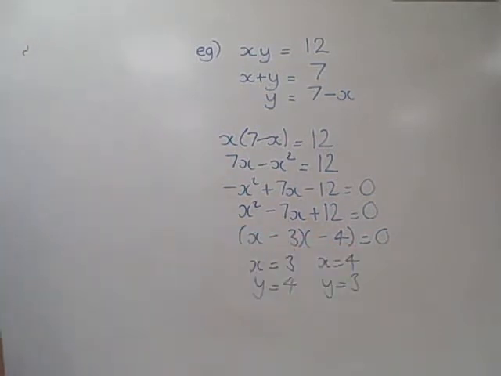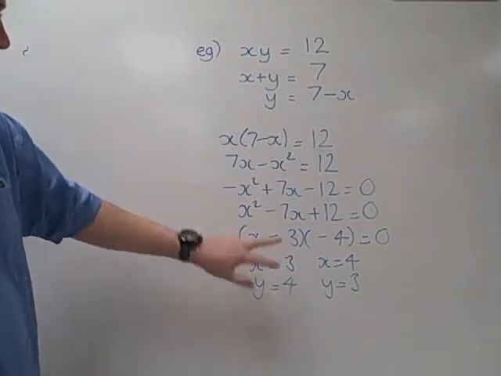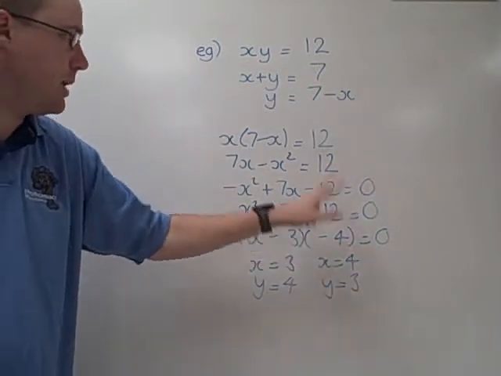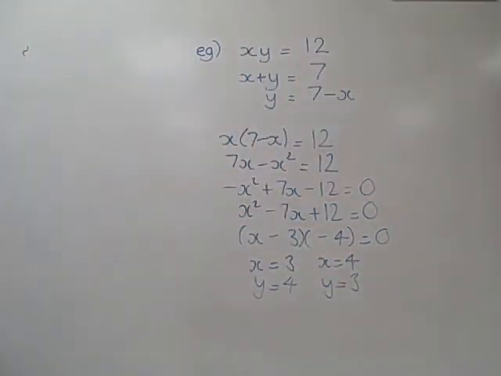It's quite possible we could have missed 4 and 3, but obviously 3 times 4 is the same as 4 times 3, and 3 plus 4 is the same as 4 plus 3 as well. If you want to be doubly sure, substitute into the second equation as well, just to make sure that you do get a true statement, and that will confirm that you definitely have the right answer.